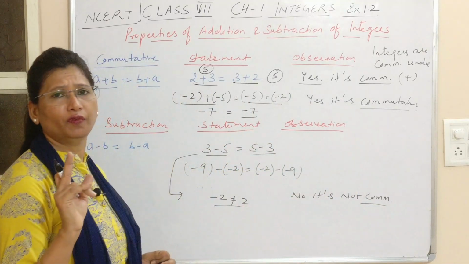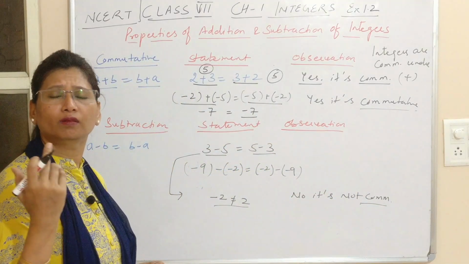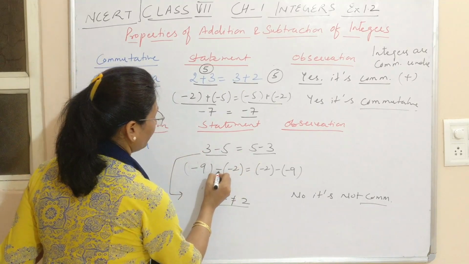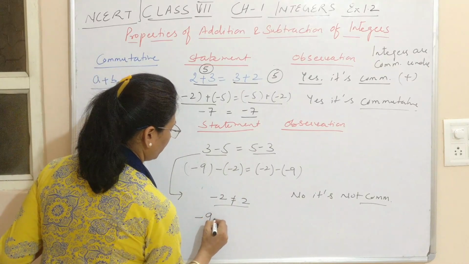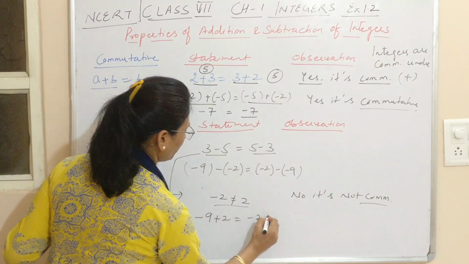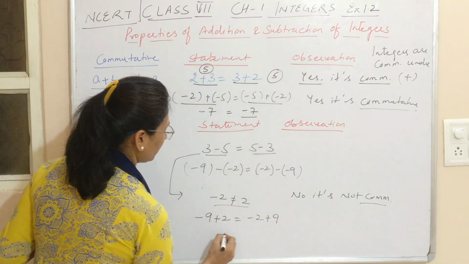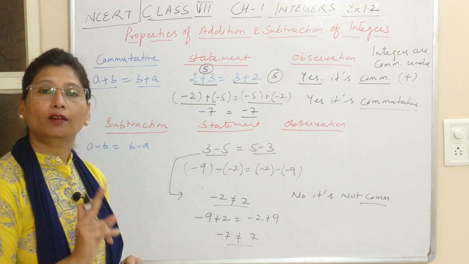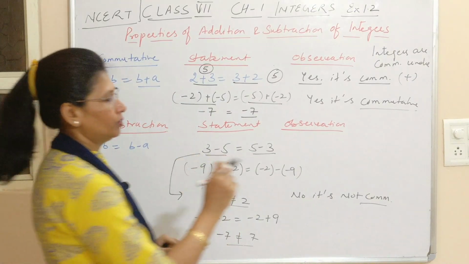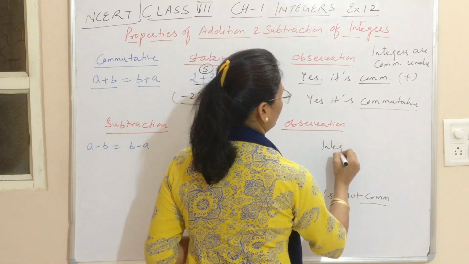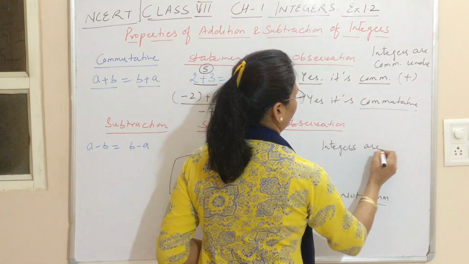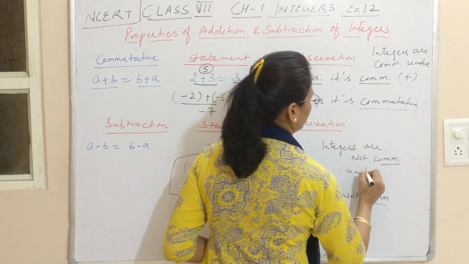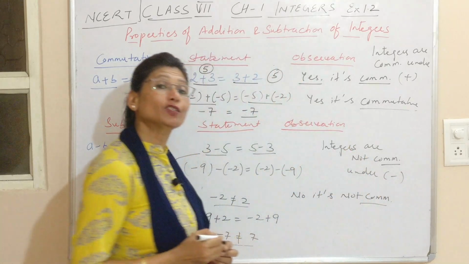What I must say, even if one statement is not holding, then it will not hold for the others as well. We can test the other example, minus 9 minus minus 2. So if we simplify, minus 9 plus 2, and this is minus 2 plus 9. Now what do we get? Here I am getting minus 7 and here I am getting 7. So no. So integers are not commutative under subtraction.